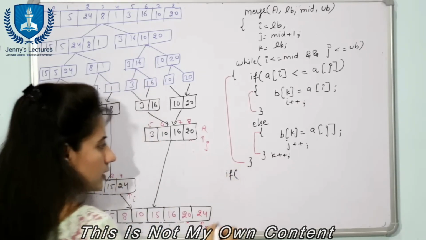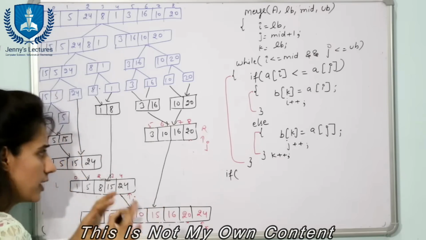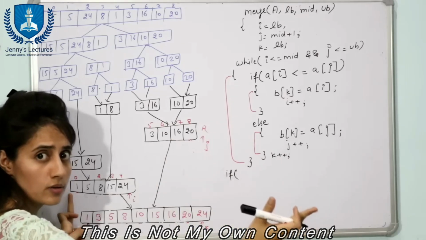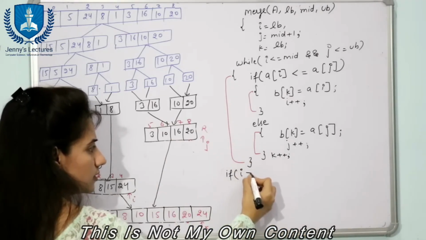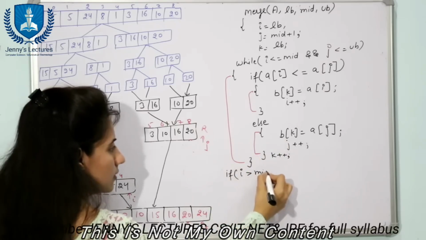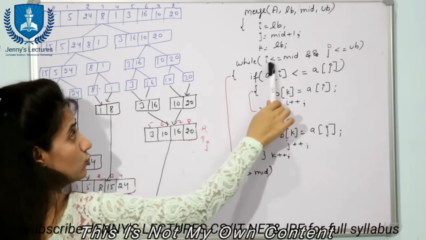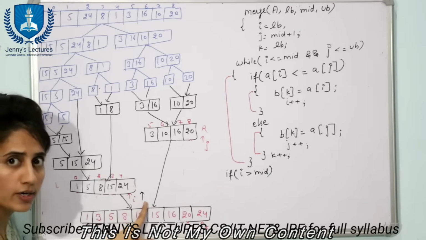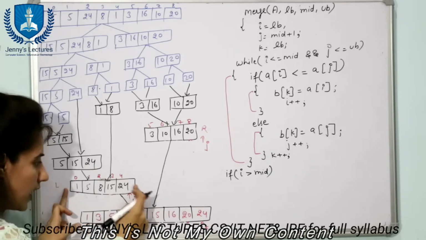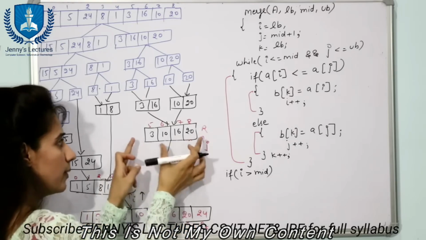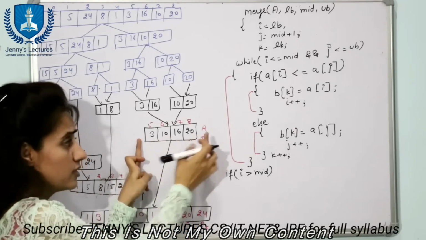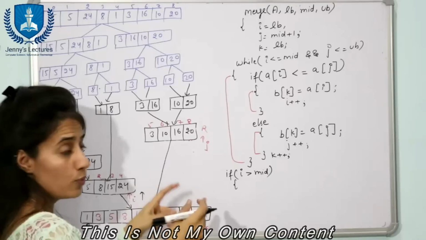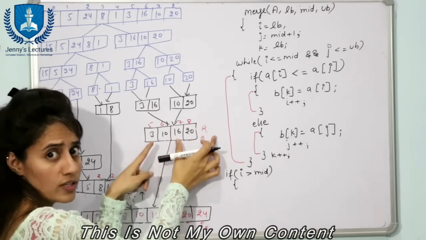Suppose one condition is that i has reached beyond its limit. So suppose i is greater than mid, because i should be less than or equal to mid. Now i has reached greater than mid, meaning all the elements of this sublist have been put here only. Now only some elements of this list may be remaining. Fine. So if this condition is there, then you will put all the remaining leftover elements of this sublist to here only.